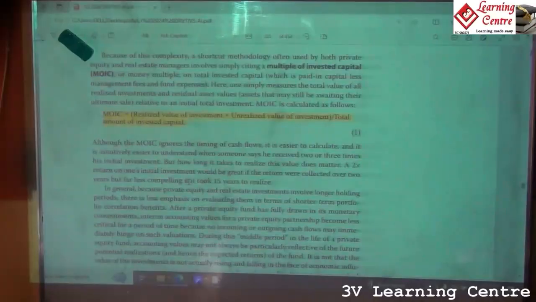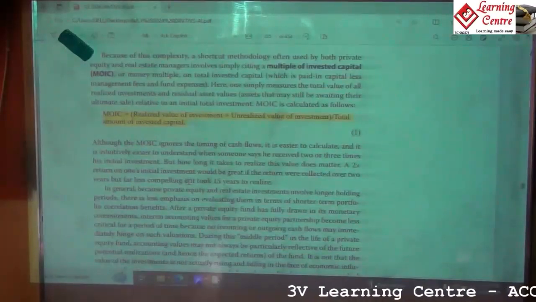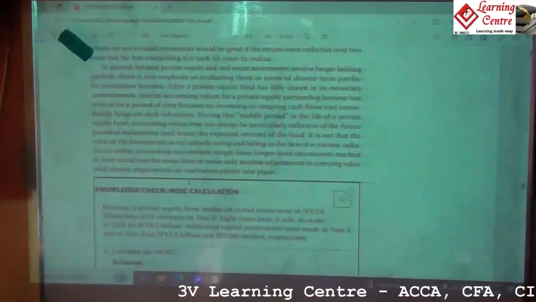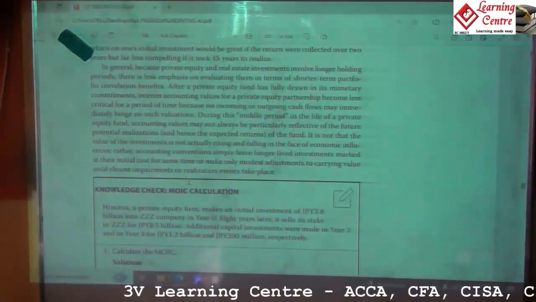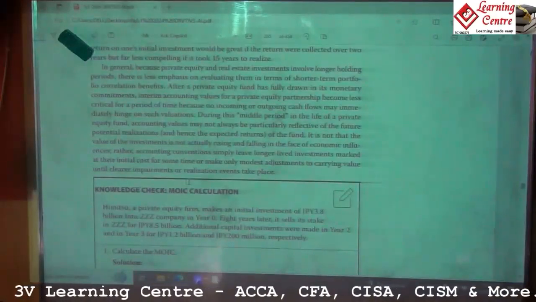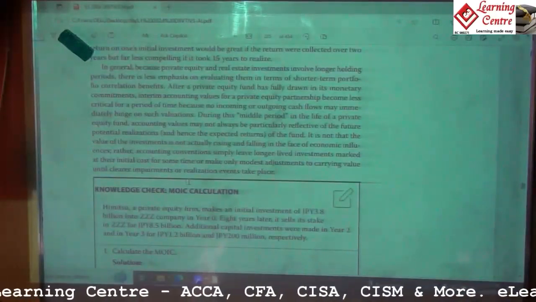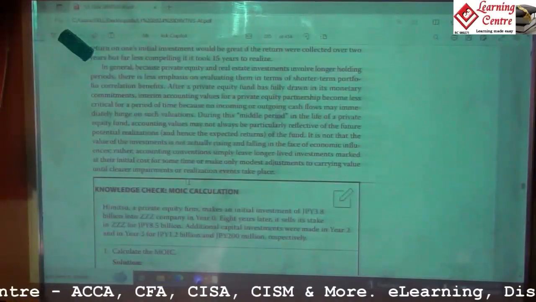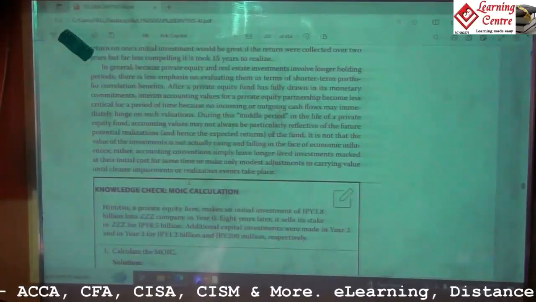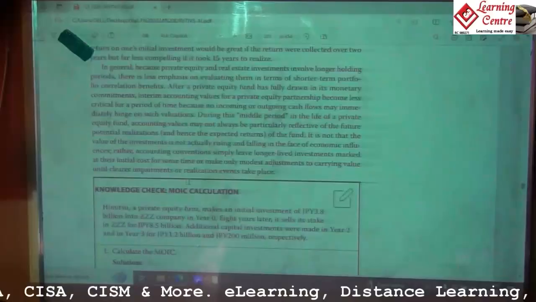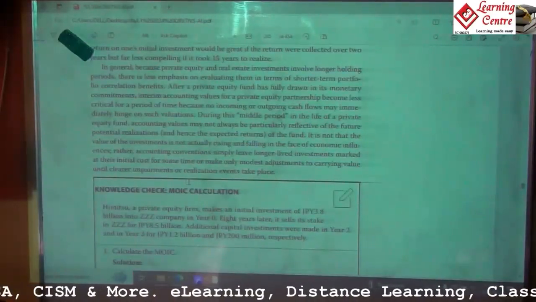Look at this example for instance. Can we all see the screen? Example: H is a private equity firm that makes an initial investment of 3.8 billion in year 0.